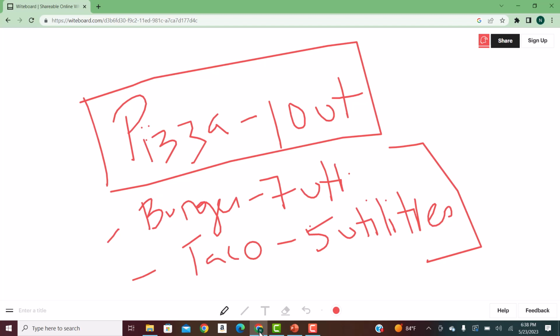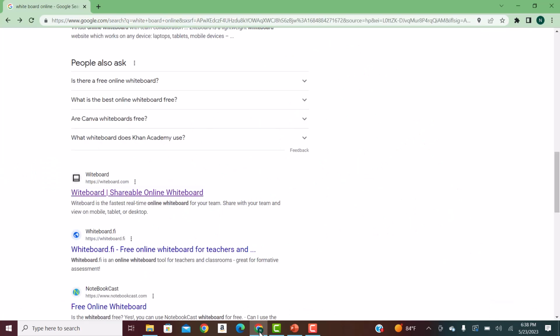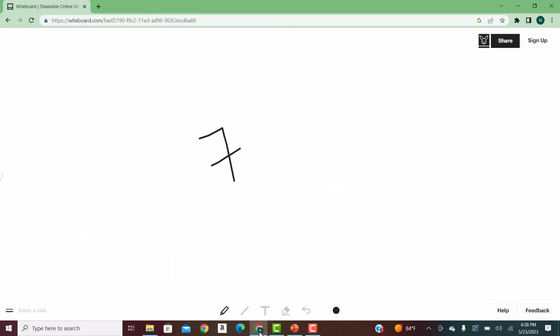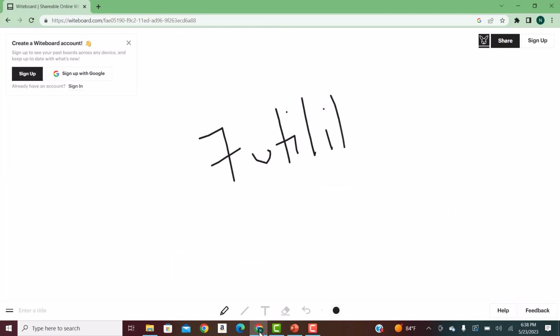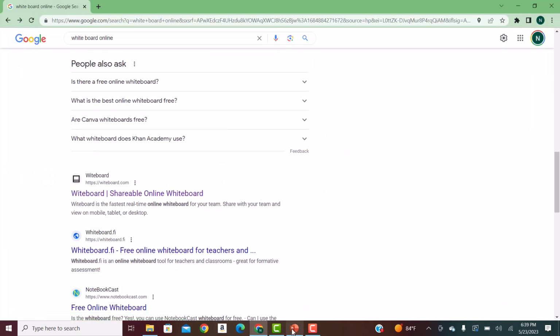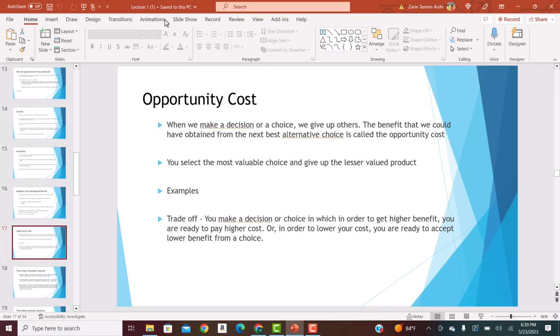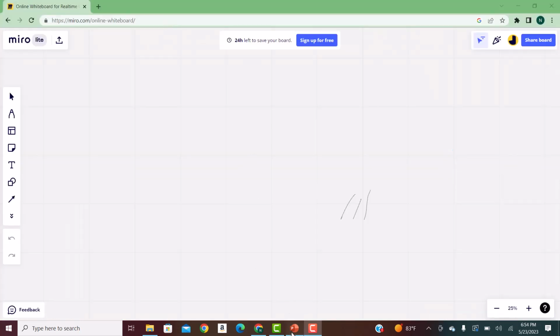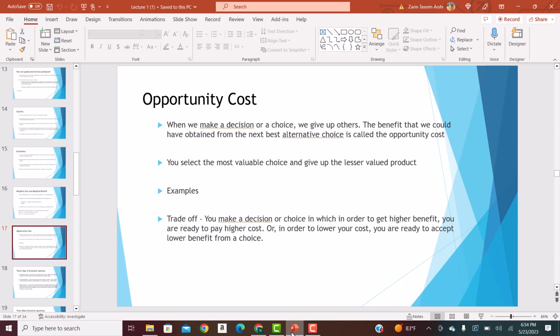But what is your opportunity cost? It is the benefit that we give up for the next best alternative. So if pizza was not your choice, what would be the choice you would make? You will probably go with burger, right? So your next best choice is burger. That means your opportunity cost will be 7 utilities from burger. That is your opportunity cost. So that is how we are going to look into opportunity cost. Hopefully you understood where we are getting that from.